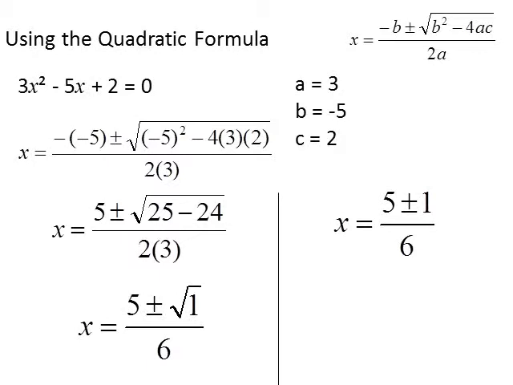Now you have to remember that this is two different answers. This is 5 plus 1 divided by 6, as well as 5 minus 1 divided by 6. If it's 5 plus 1 divided by 6, 5 plus 1 is 6. 6 divided by 6 is 1, so that's one of the answers. 5 minus 1 is 4. 4 divided by 6 is 2/3. That's another one of the answers. So the answer here is either 1 or 2/3.